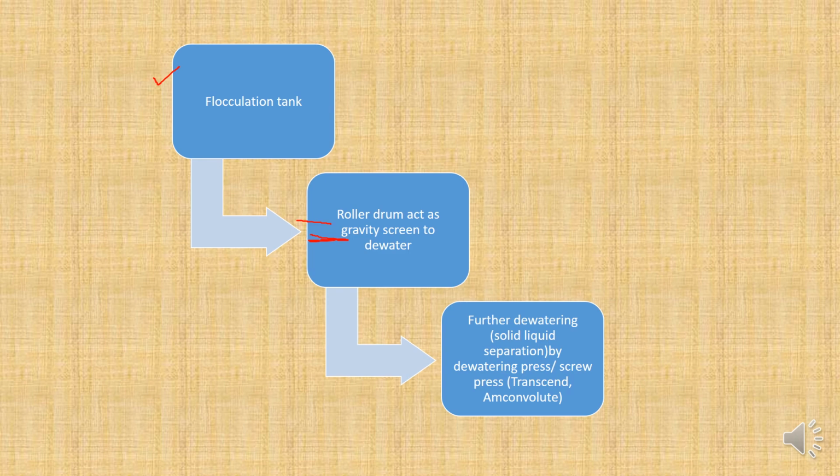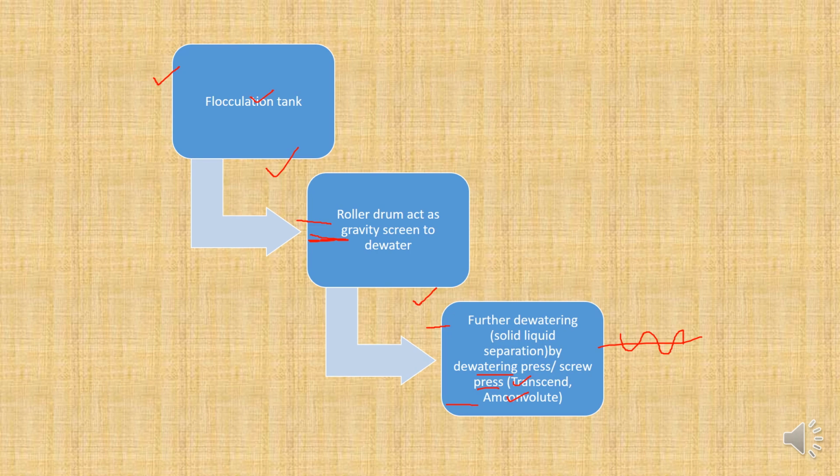Then after the roller drum, it is finally dewatered by using a press, and this press is a screw press. This entire process uses machines obtained from Transcend and Amconvolute. These are the two companies that have a machine that includes this flocculation tank, the roller drum, and the screw press dewatering, all these three in a single machine.